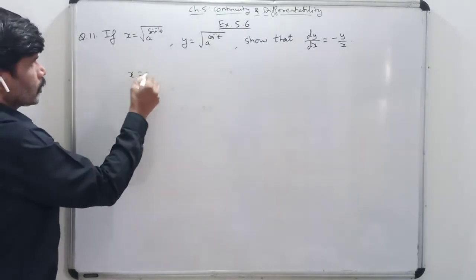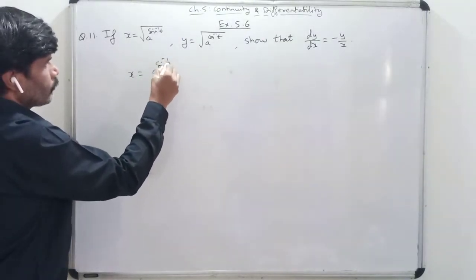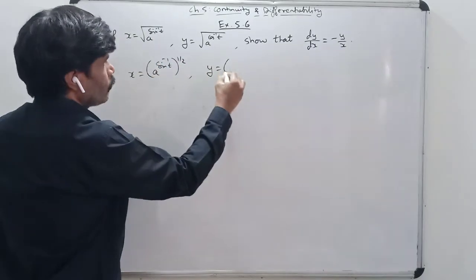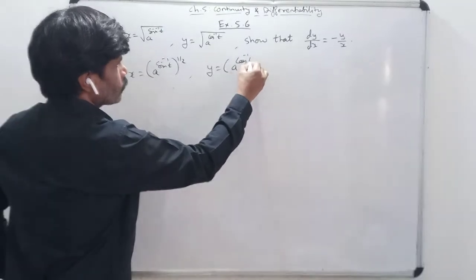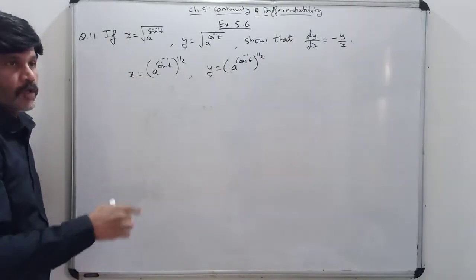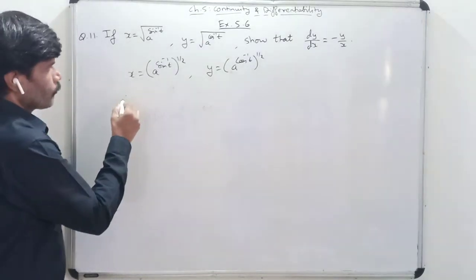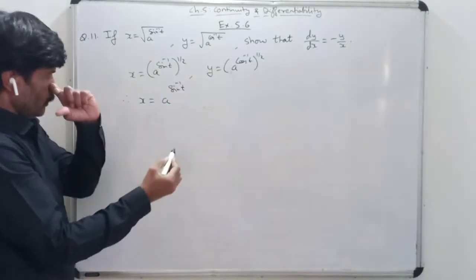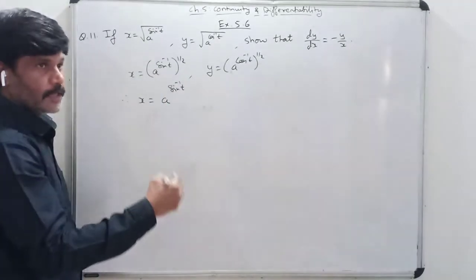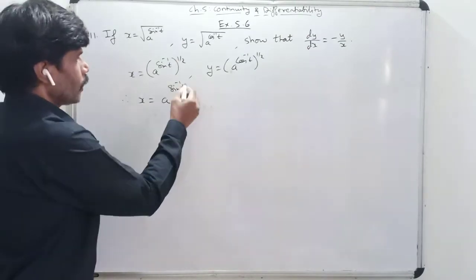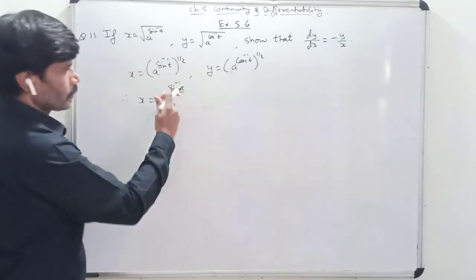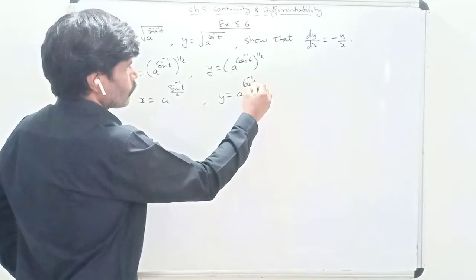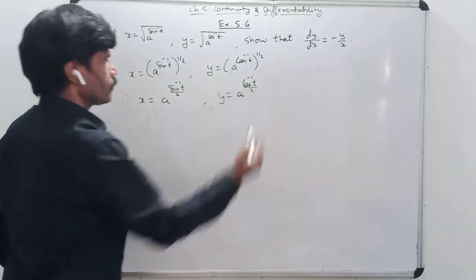So here x is equal to what? A raised to sin inverse of t whole raised to half. I can write square root as raised to half. y is equal to a raised to cos inverse of t whole raised to half. So therefore x is equal to a raised to sin inverse of t into 1 by 2, since a raised to m whole raised to n is a raised to m into n. Same way, y is equal to a raised to cos inverse of t into 1 by 2.